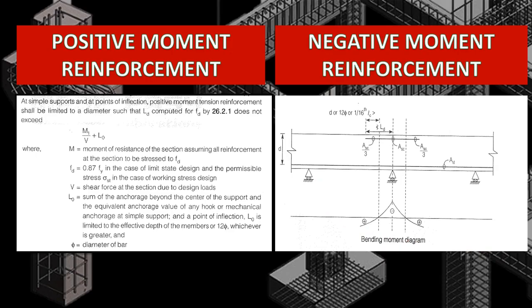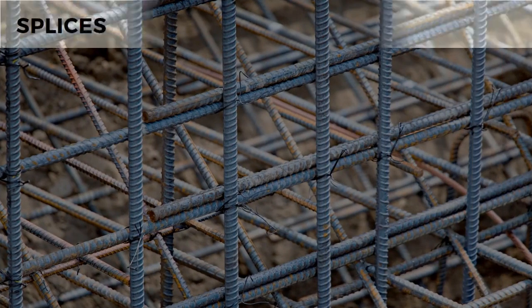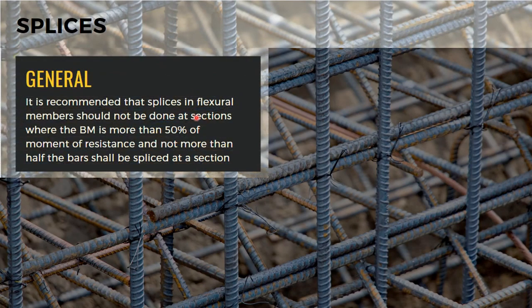Now we shall move on to the splices in reinforcement. It is recommended that the splices in flexural members should not be done at sections where the bending moment is more than 50% of the moment of resistance, and not more than half of the bars shall be spliced at the section. Splicing is nothing but this diagram only. The steel bars have to be connected to make the required length of the structure. Not more than half the bars shall be spliced at a section.